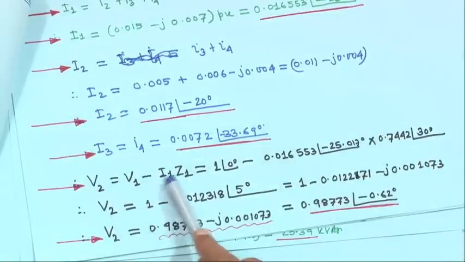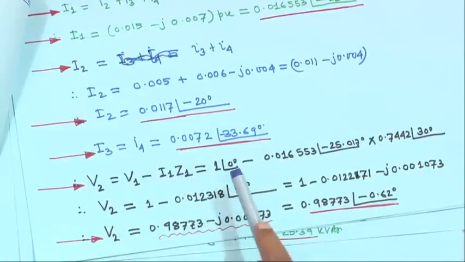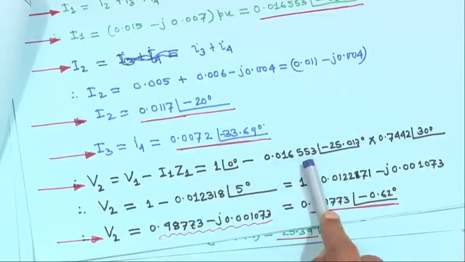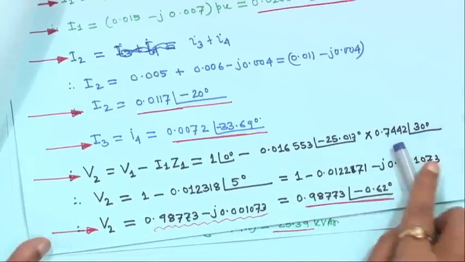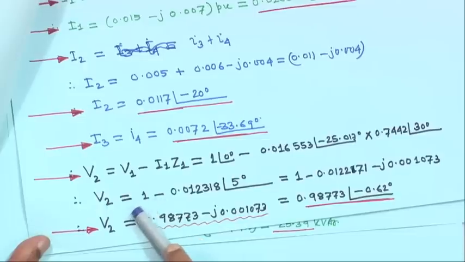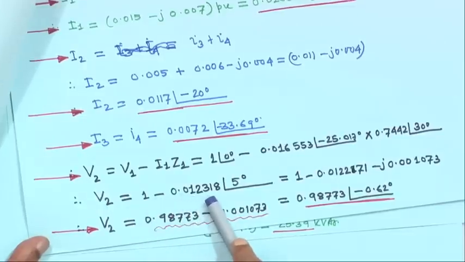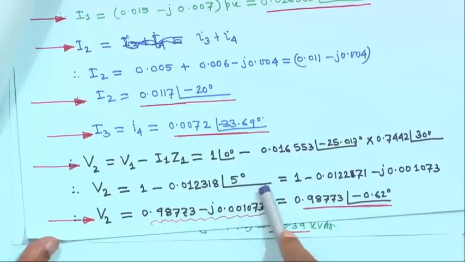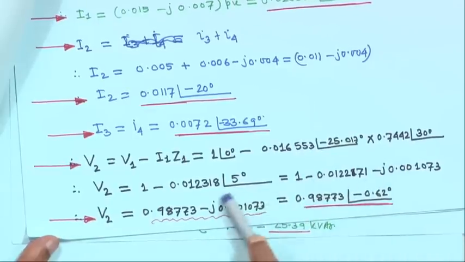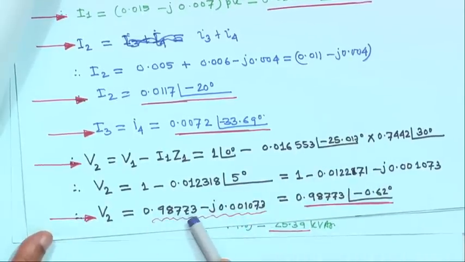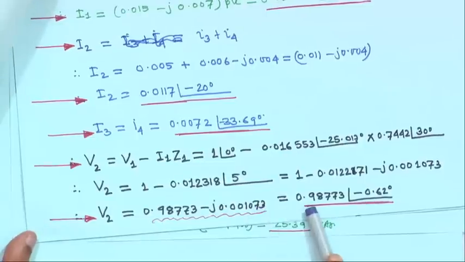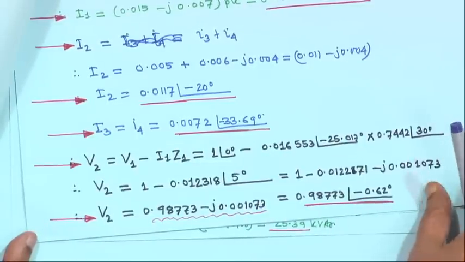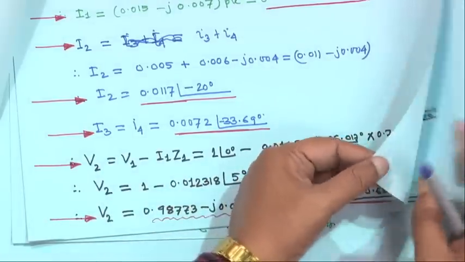Then V2 is equal to V1 minus I1 Z1. Substitute the V1 value, then the I1 value, then Z1; Z1, Z2, Z3 all have the same value, all in per unit. So it is coming V2 equal to 1 minus 0.012318 angle 5 degree. If you multiply and simplify all these things, V2 is coming 0.98773 minus j 0.001073. So this is actually 0.98773 angle minus 0.62 degree, this is V2 in the first iteration only.